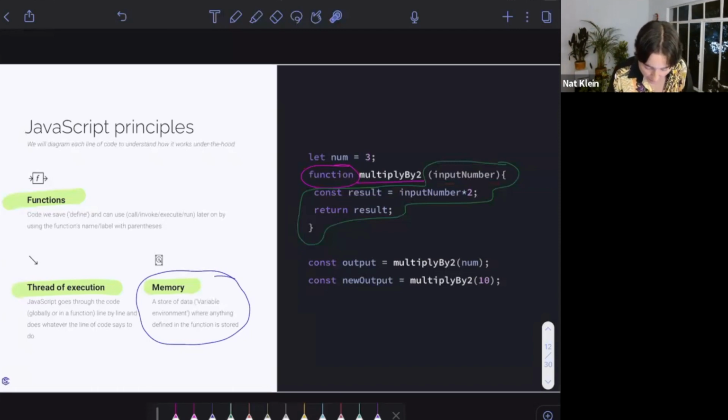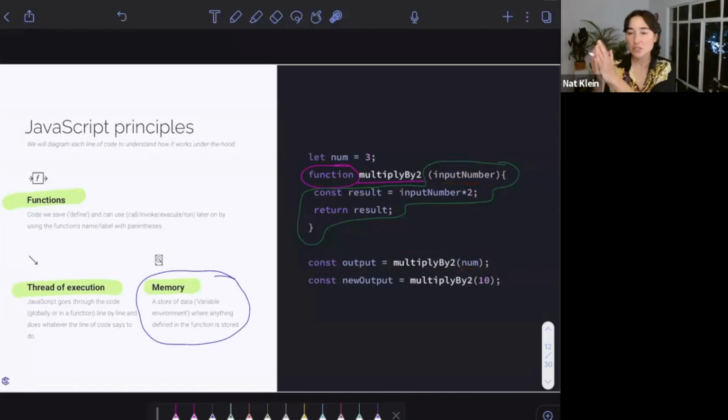Looking down to the next line here, we saw a function definition with the label multiplied by 2. If we go down to this line right here, we are declaring a constant variable with the label output, and we are assigning it the value of this function invocation, multiplied by 2, passing in this argument of num. So the difference between arguments and parameters: parameters are in the function definition, and arguments are the actual data that is passed into the function invocation.